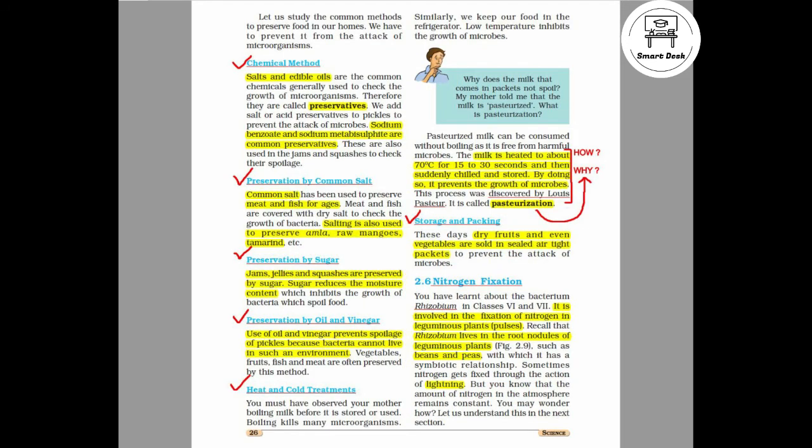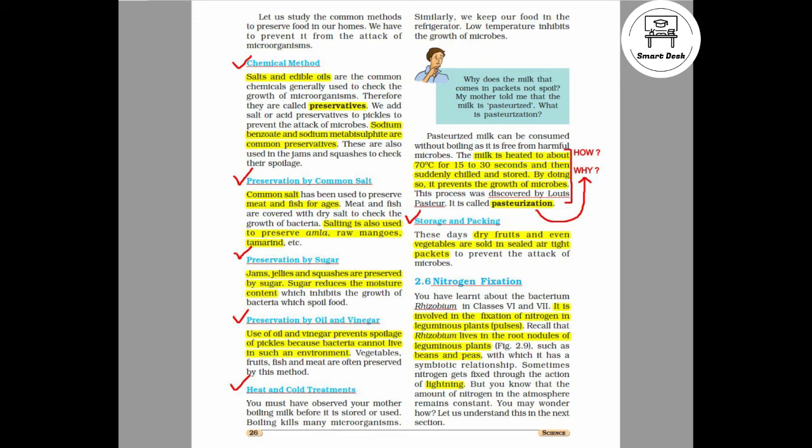So we have some processes to preserve food, which means protecting the food from the microorganisms growing on it. First is the chemical method, like we add salts and edible oils, which are also known as preservatives. The next is preservation by common salt, like in the case of meat and fish, where we add common salt to preserve it for a long time. Preservation by sugar: jams, jellies and squashes are preserved by sugar. Sugar reduces the moisture content, and if you reduce the moisture content, the microorganisms can't grow so easily.